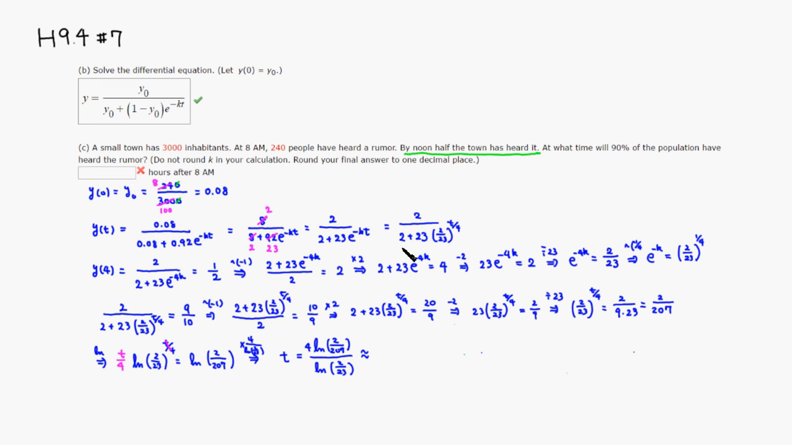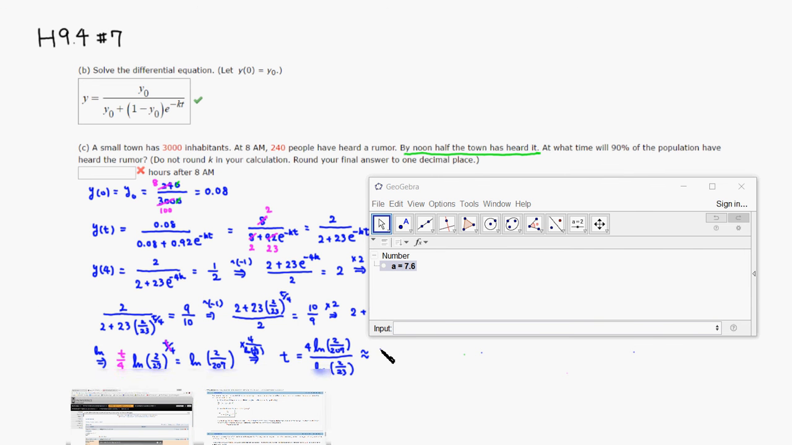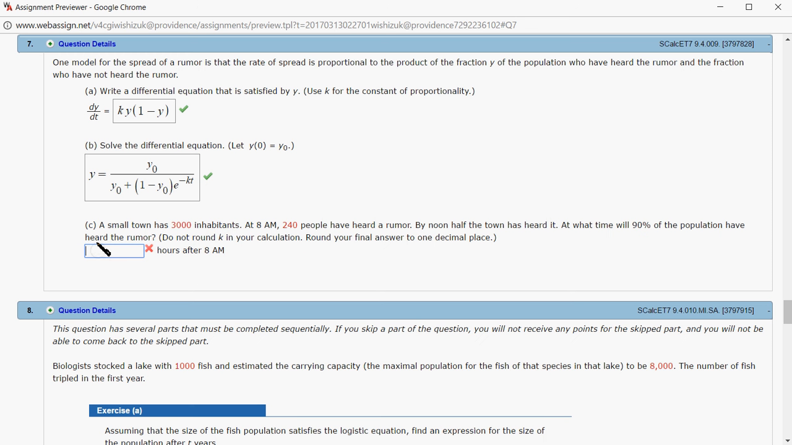So let's compute this value, and we want it rounded to 1 decimal place. So let's go to maybe GeoGebra. So let's compute that value: 4 times natural log of 2 over 207 divided by natural log of 2 over 23, and hit enter. So it came out to be 7.6 hours. So I'm going to write that down, about 7.6. So I'm going to go here and type in 7.6.